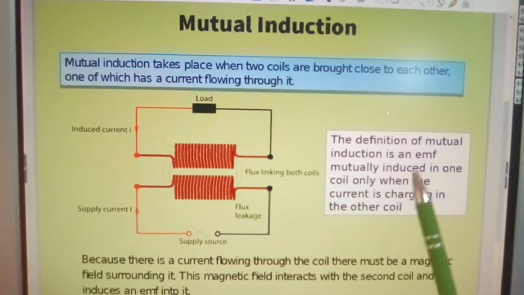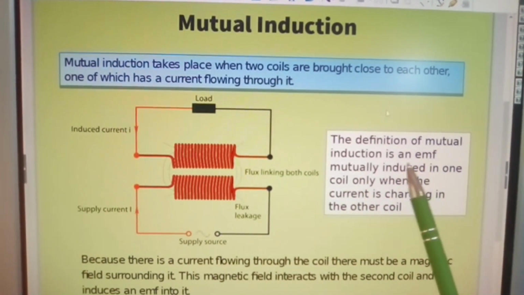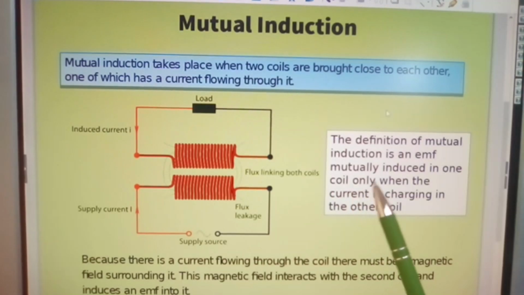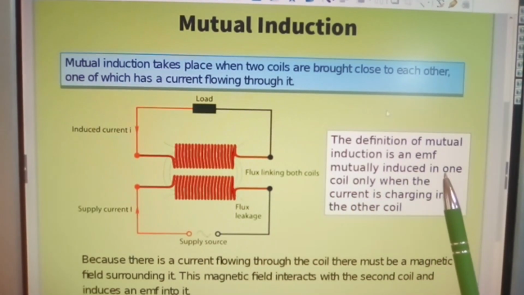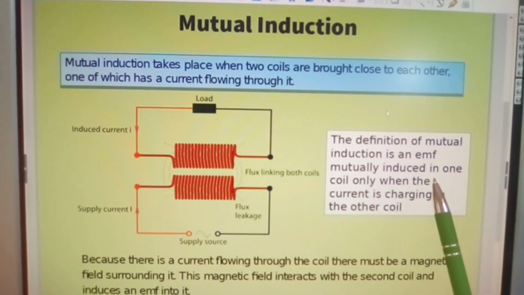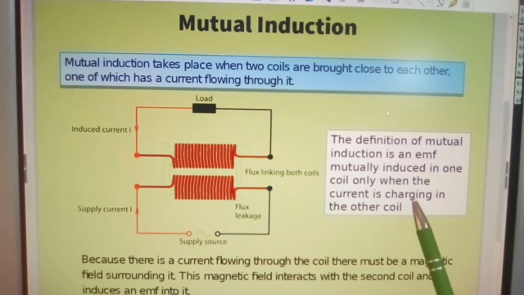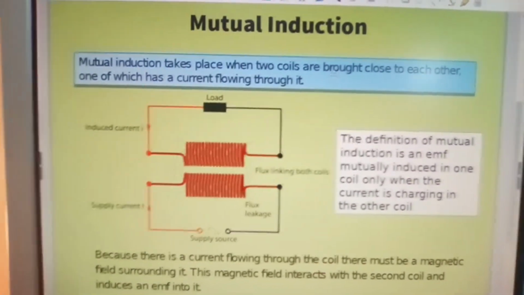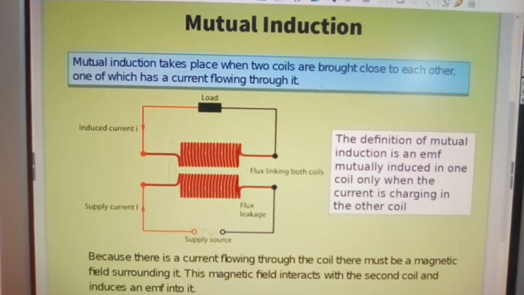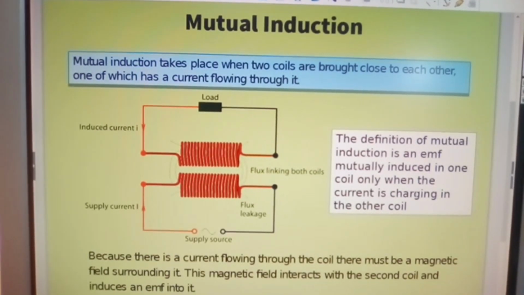Now, the definition of mutual induction is an EMF mutually induced in one coil only when the current is changing in the other coil, not charging, changing, okay? So that's an error there, okay? Changing, C-H-A-N-G-I-N-G, that should be N.